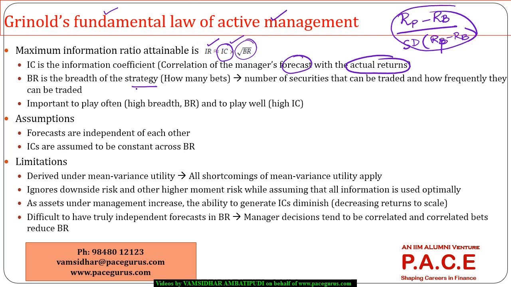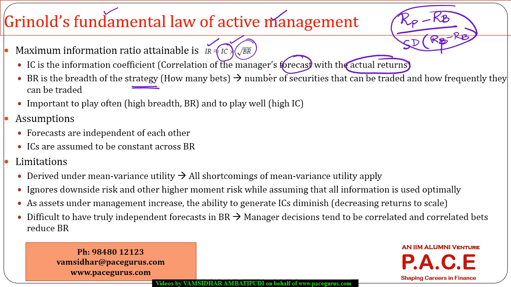BR talks about the bets of the strategy. So if he has made just one bet, obviously either he may win or he may not win. But if he has made multiple bets, by the number of securities that he has really traded on, and even how frequently they can be traded. So the higher the bets, the higher the information ratio that he can really get. So that is what Grinold's Fundamental Law is saying.